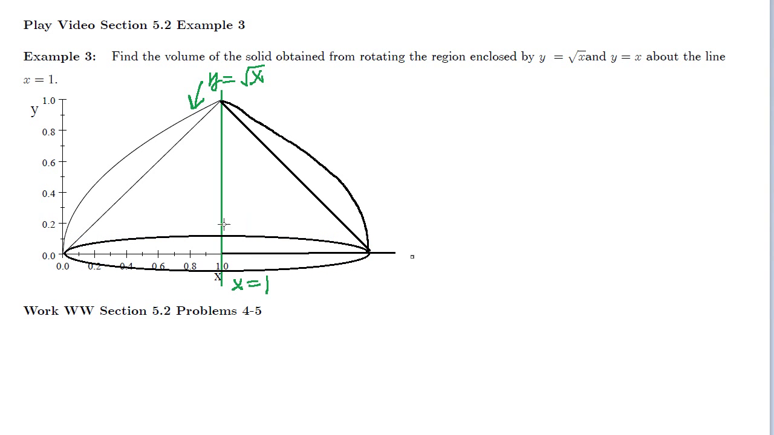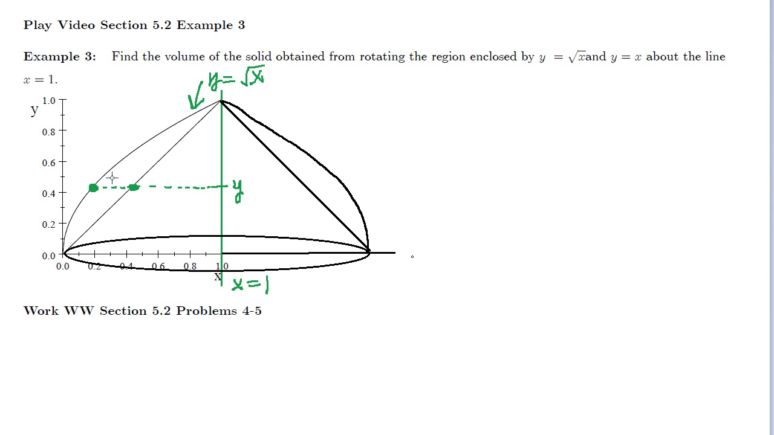And then we are going to slice it up into washers along that axis x equal 1, which is parallel to the y-axis. So we want to draw a typical washer here at height y. I'll go ahead and do that in green. So at height y, we are going to have an inner radius for our washer and an outer radius for our washer. They're going to touch on that line y equal x and y equal root x.